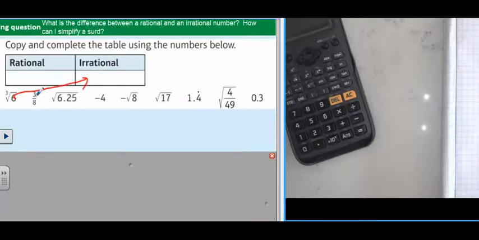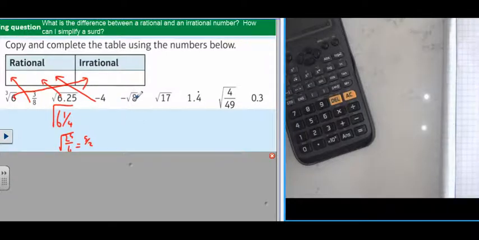3 over 8, well that's already written as m over n with integers as the numerator and the denominator. The square root of 6.25, well that's the same as the square root of 6 1/4, which if we convert that to a top-heavy fraction, 6 multiplied by 4 is 24, plus 1 is 25 over 4, and the square root of 25 over 4 is 5 over 2. So that's rational. Negative 4 is rational.